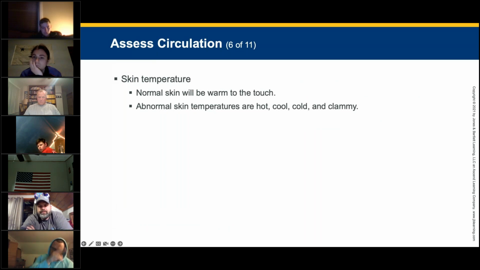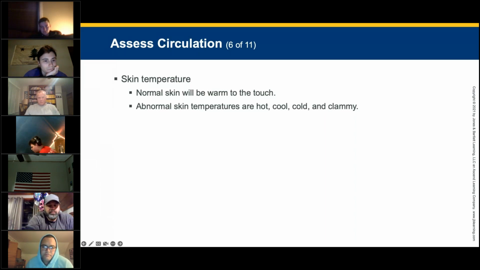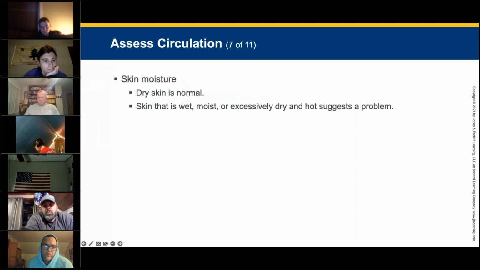Skin temperature. Normal skin is going to be warm to the touch. Not hot, warm. If they're hot, cool, cold, or clammy, that's abnormal. That should be a sign that something else is going on. Skin moisture. Normally, your skin should be dry. Wet, moist, or excessively dry and hot all suggest different problems.